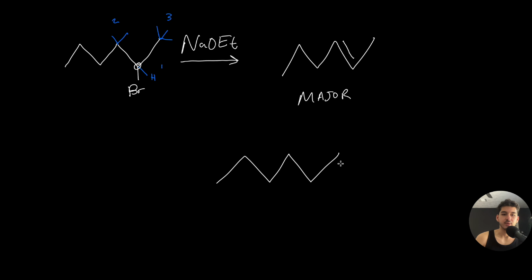And an example of that could be this right here. And this is our minor. And this is sometimes referred to as the Hoffman product. And the Hoffman product is sometimes preferred, especially whenever there's a strong bulky base. So just keep that in mind. Let's do another example here.